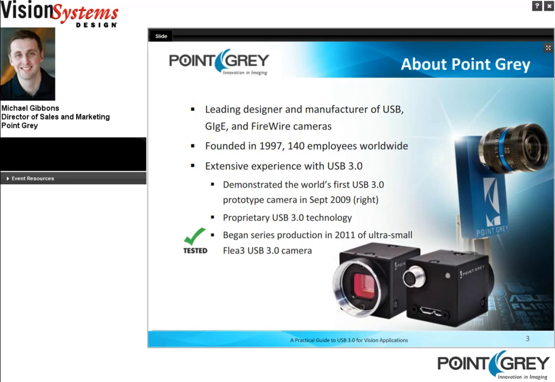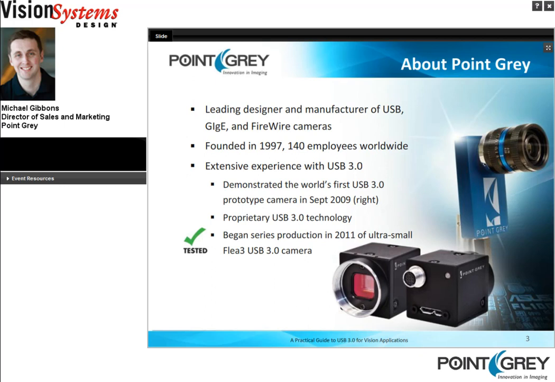We've also developed quite a bit of proprietary USB 3.0 technology, including our own FPGA link layer IP, which we've implemented in an FPGA, as well as our own low-level driver. In October 2011, we started series production of our ultra-small Flea3 USB 3 cameras, which you can see pictured there. So over the course of the last 3 years, we've done a lot of work on USB 3 and a lot of testing and development. So we have some pretty good experience with that.